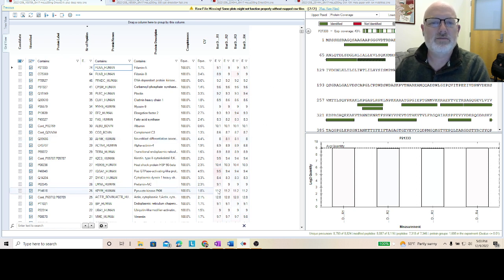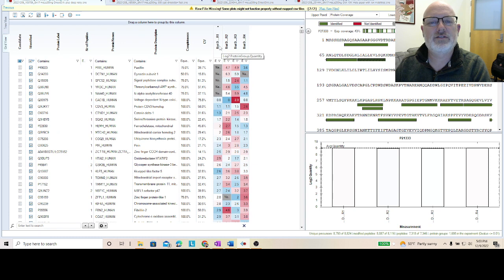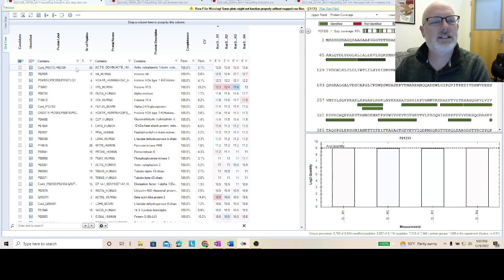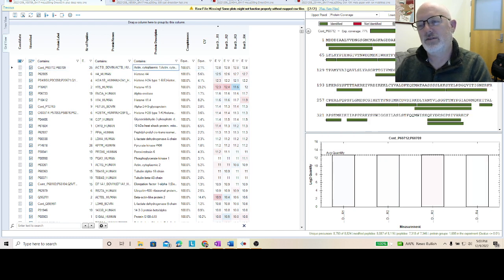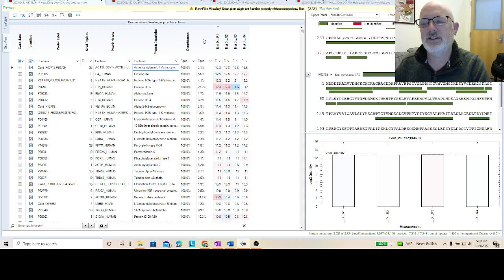We could also sort by log2 intensity too. That might be actually a better measure of what are the most abundant proteins, and you could see actins on the top, and that makes sense. All right, so we can look at actin, pretty consistent across all the runs. We're getting very good coverage.